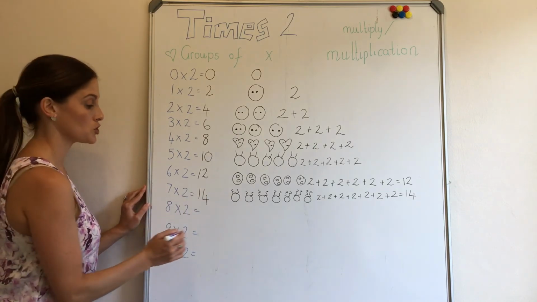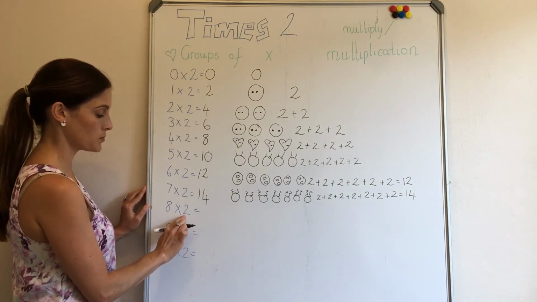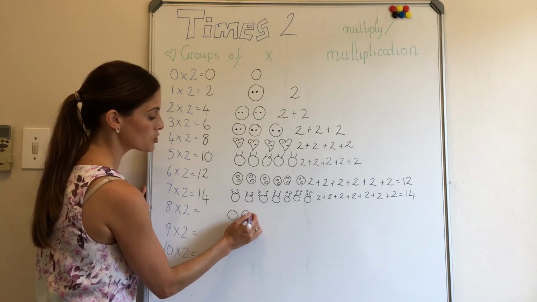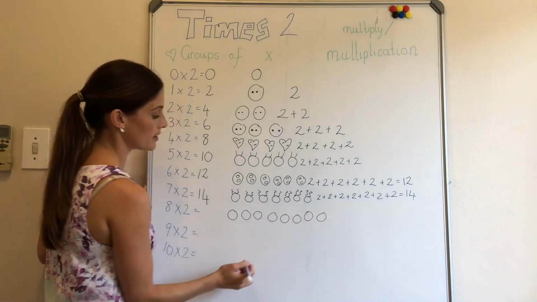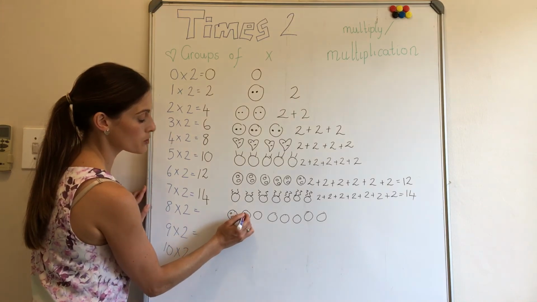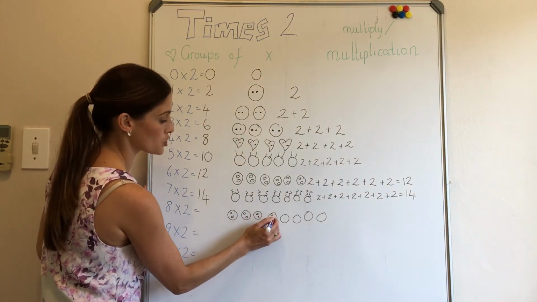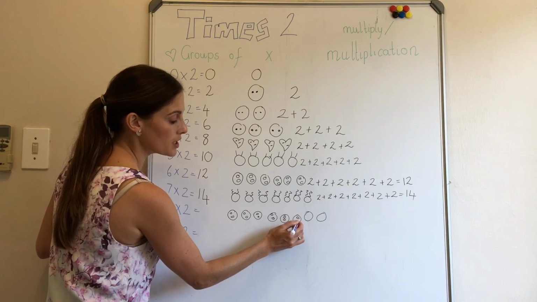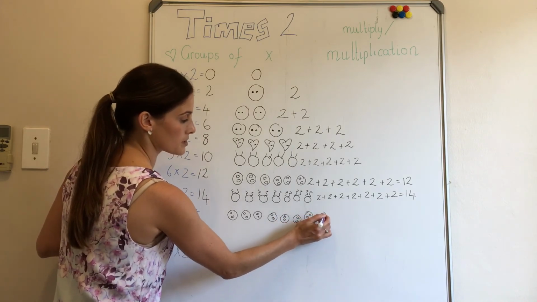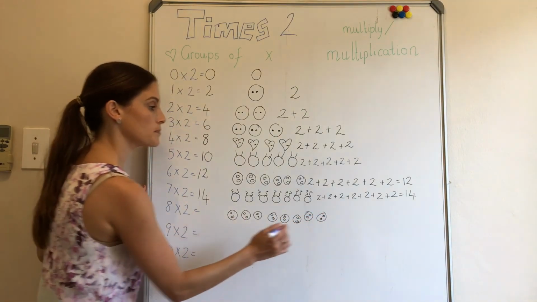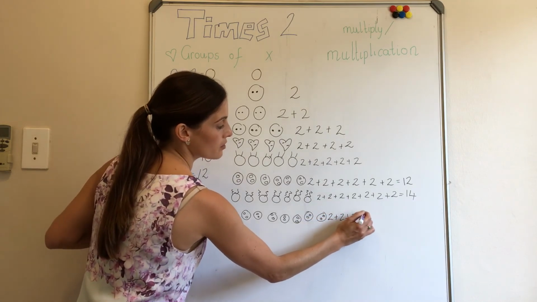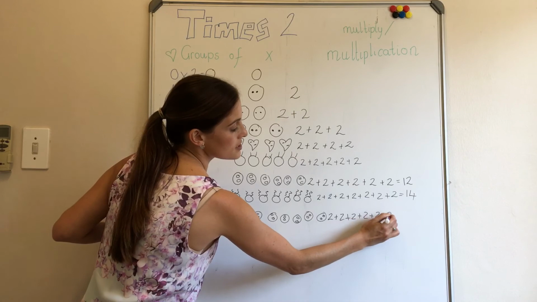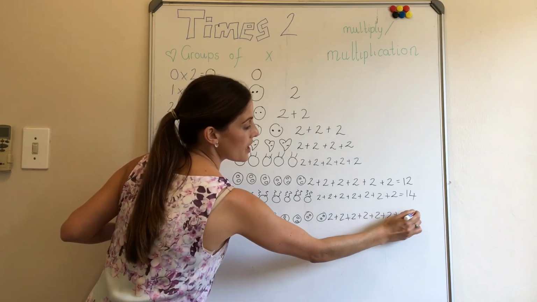Let's do 8 times 2. So it's 8 groups of 2. 1, 2, 3, 4, 5, 6, 7, 8. And remember, it's groups of 2. So we're just drawing 2 little circles. If it was groups of 3, you would draw 3 little circles inside. And we're going to do our plus sum.